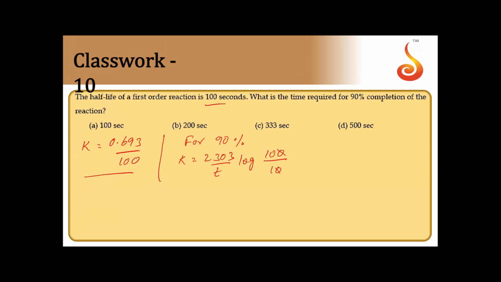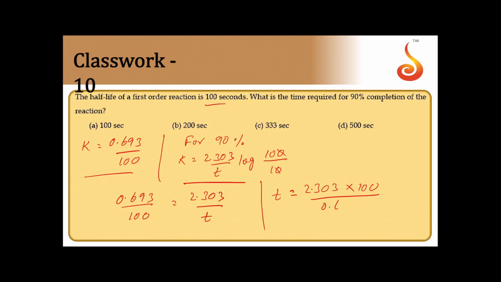Now equating equation 1 and equation 2, 0.693 by 100 is equal to 2.303 by T. That implies T is equal to 2.303 into 100 divided by 0.693. This comes to 332. So approximately 332. The answer comes to option C.